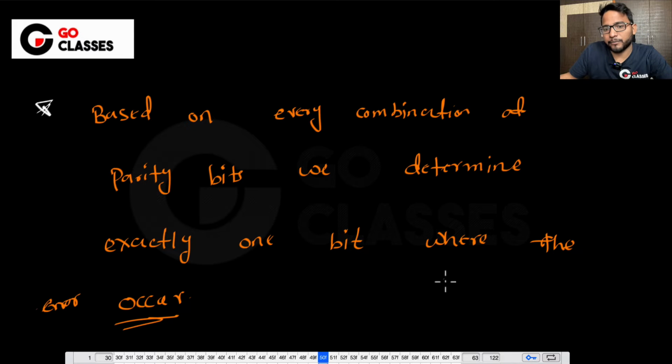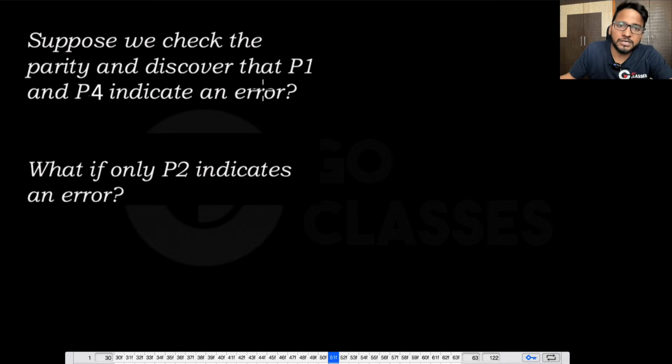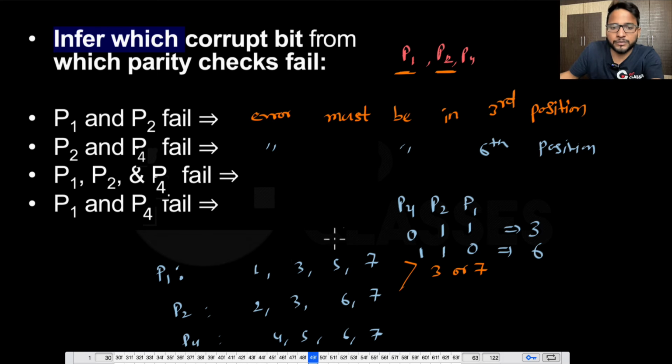So that's a very, very important point. Now let me move further. Let me just ask this question. Suppose we check the parity bits and discover that P1 and P4 indicate an error. One way is that you write what P1 is dependent on and what P4 is dependent on, and then you take the common, which here is 5 and 7. Then you say P2 is not indicating error, so 7 is not having error, so 5 is the answer.